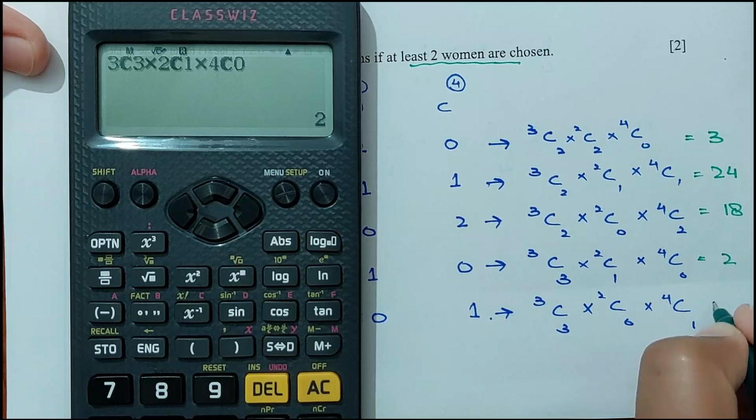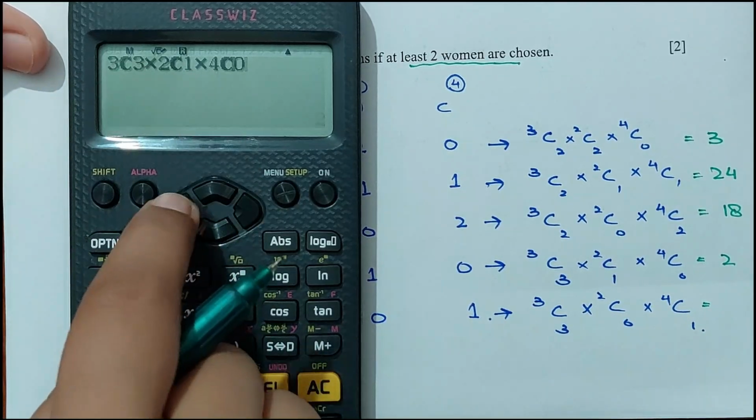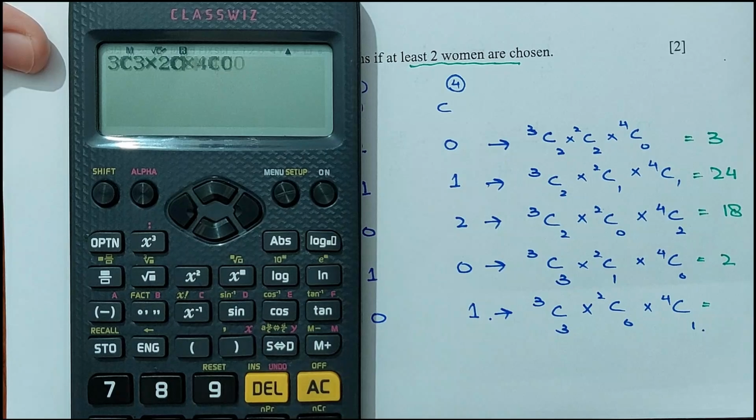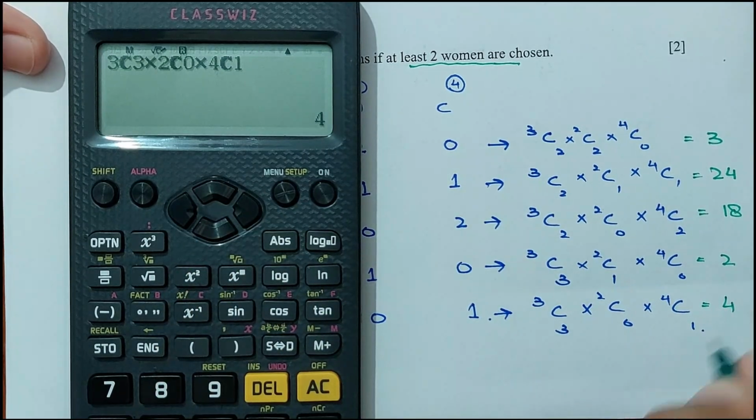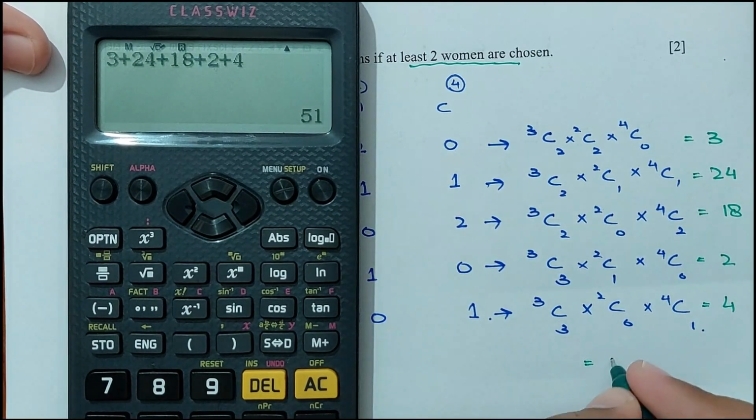This is equal to 2. And the next is 3C3, 2C0. This is 1 over here, and 4C1. This is 4. Let me add them up. So 3 plus 24 plus 18 plus 2 plus 4. So there are 51 different selections.